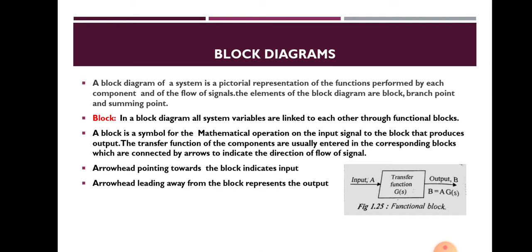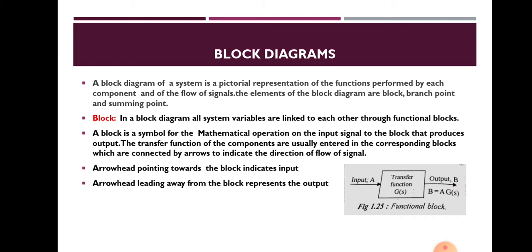In a block diagram, all system variables are linked to each other through functional blocks. A block is a symbol for the mathematical operation on the input signal to the block that produces the output. Usually, the transfer function of the components is entered into the corresponding blocks, which are connected by arrows to indicate the direction of the flow of signals. The arrowhead pointing towards the block indicates the input, and the arrowhead leading away from the block represents the output.